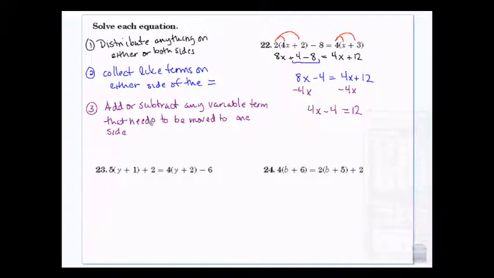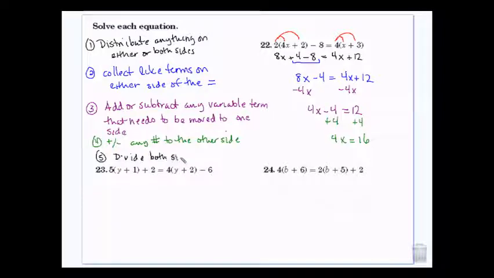Step 4 is to add or subtract any number to the other side. So here I had minus 4, so I'm going to do plus 4 and plus 4 to get 4x equals 16. And then my last step is to divide. So I divide both sides by 4 to get x is equal to 4.